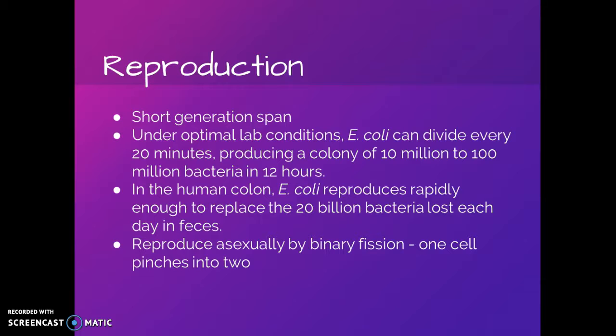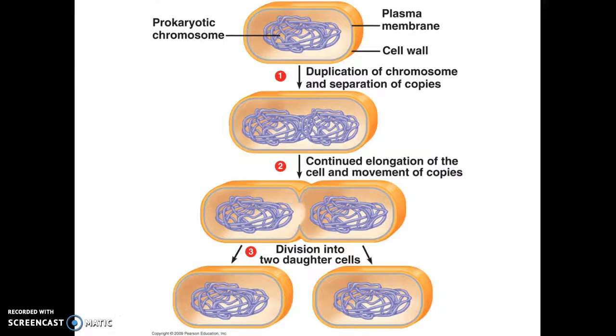How do they do this? Well, bacteria reproduce asexually through a process called binary fission. Binary fission is an even simpler version of mitosis, where the genetic material is copied, the cell elongates, each side of the cell gets a copy of the instructions, and the cell splits.